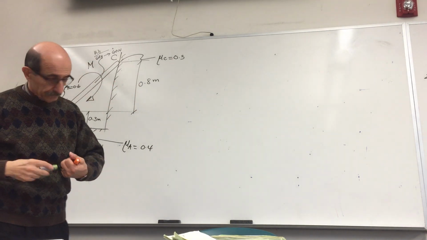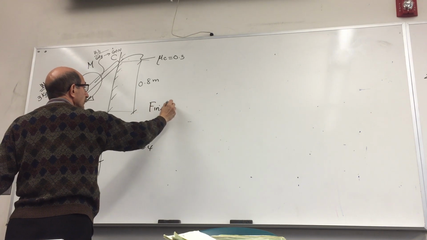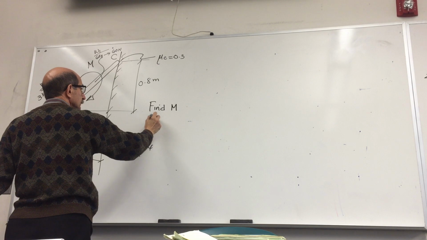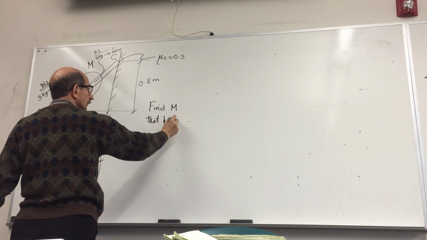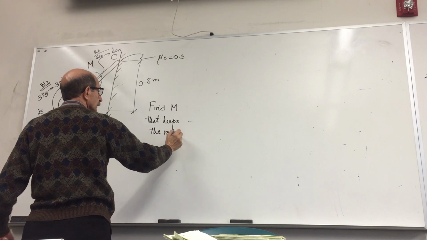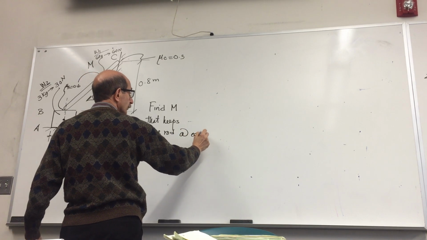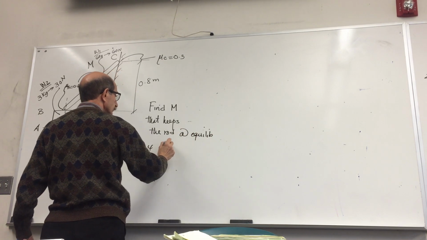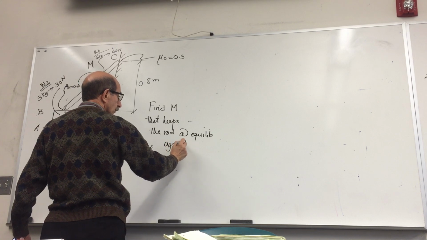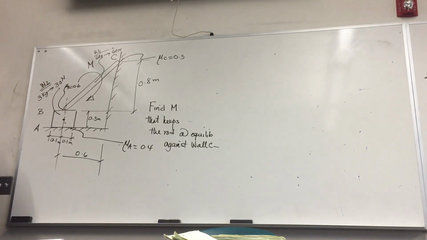So find M that keeps the rod at equilibrium against wall C. In other words, does not let the bar slip along that wall.